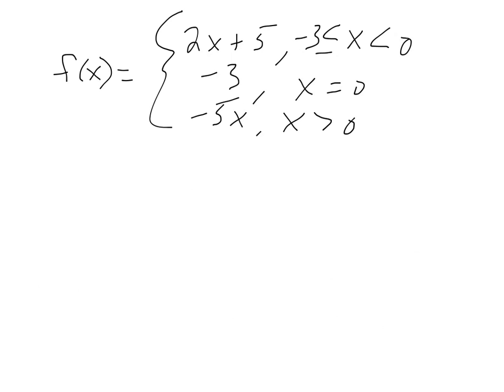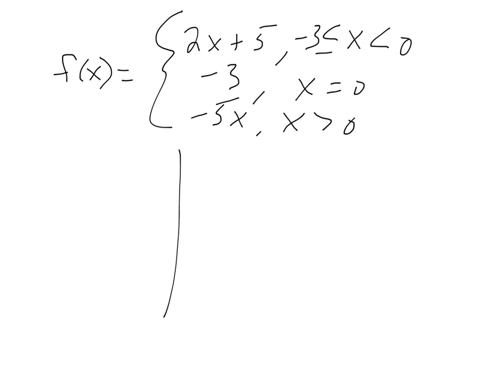So this is another example of a piecewise function. And so, like we said, it has different definitions. This is the definition when x is between -3 and 0, but less than 0. When x is equal to 0, it's equal to -3. And when x is greater than 0, it's equal to -5x. So let's go ahead here and see how we're going to graph this.